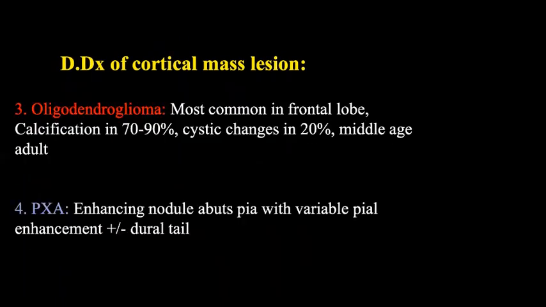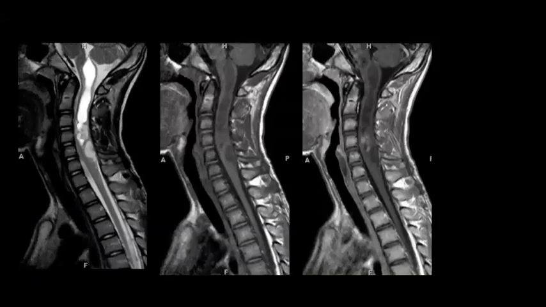Oligodendroglioma, most commonly within the frontal lobe, has calcification in around 90%, more cystic component, and it's more within middle-aged adults. So it's not really a pediatric differential. And then PXA, pleomorphic xanthoastrocytoma, it can also present as a cyst and enhancing nodule. However, there will be enhancement of the adjacent pia, so it can give a dural tail and pial enhancement. That's why we say the dural tail is not specific or pathognomonic for meningioma, because it can happen in other tumors.